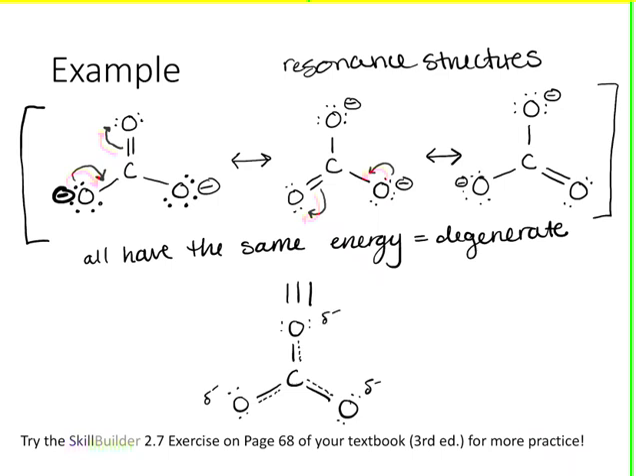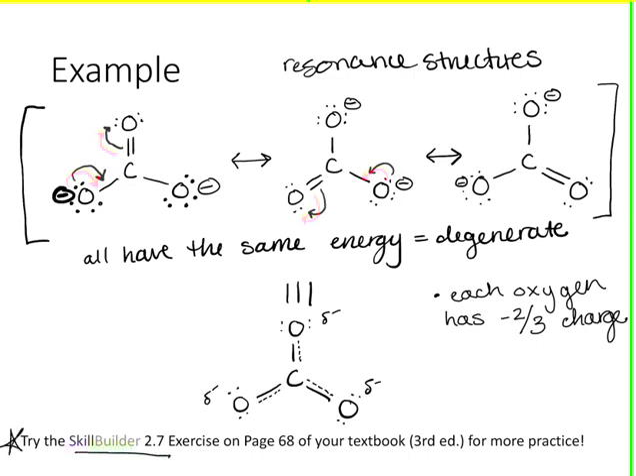And then a partial negative. Okay, so if those two charges are divided up among three oxygens, that means each oxygen has negative 2/3 charge. Because we've got two charges divided between three oxygens. Okay, so if you want more practice with this as well, I recommend trying the Skill Builder 2.7 exercise on page 68.